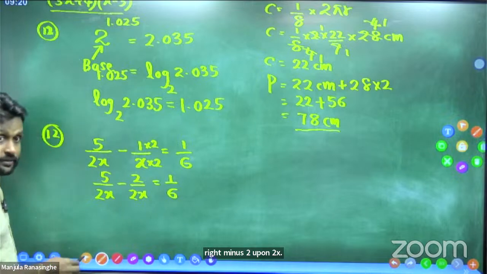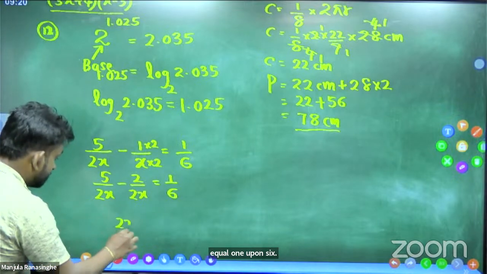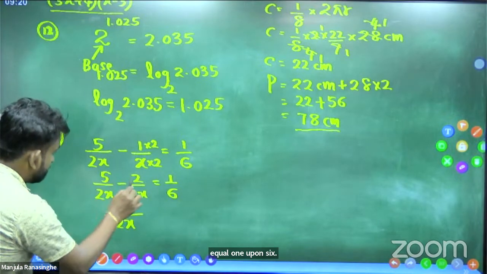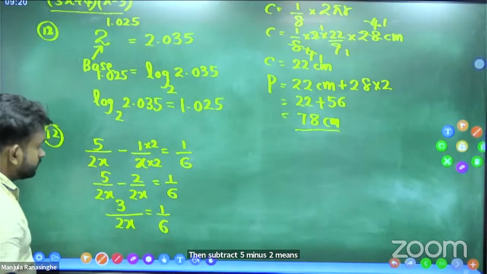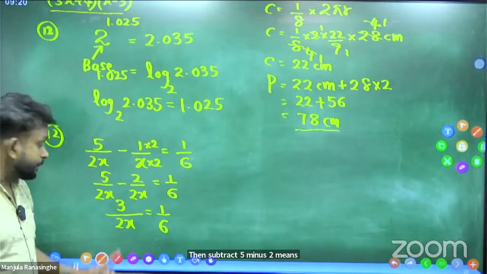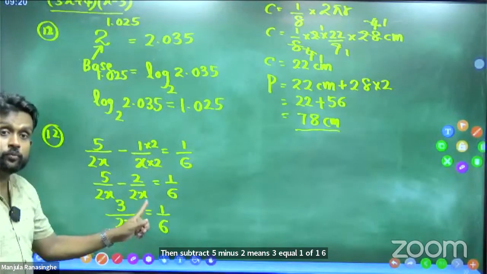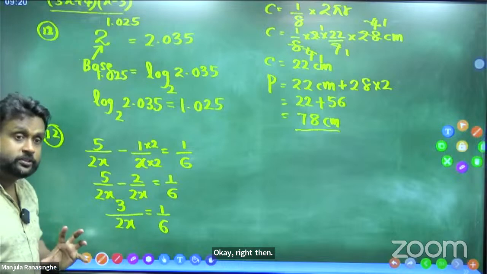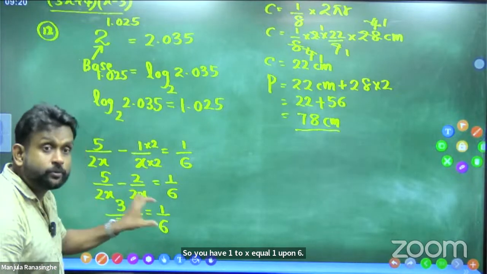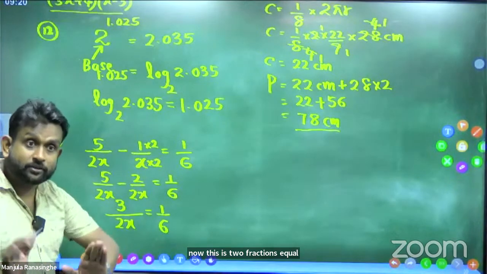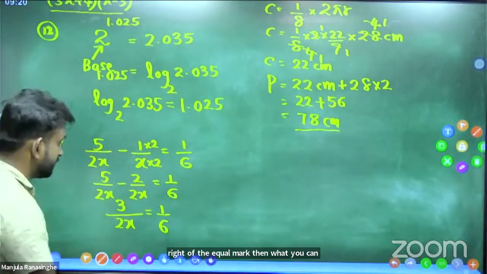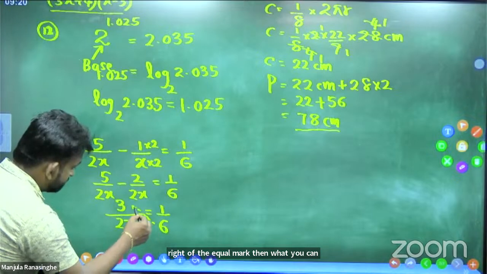Now you can see that the denominator 2x is the same. Then subtract: 5 minus 2 means 3 upon 2x equals 1 upon 6. Now these are two fractions equal across the equal mark, so you can apply cross multiplication. That's the easiest way.